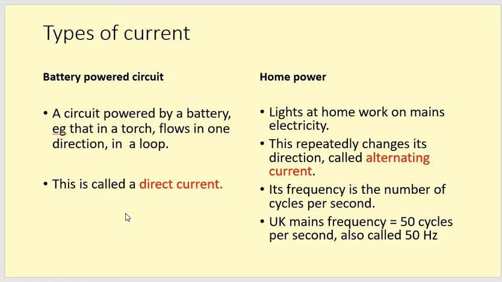The frequency of the current is the number of cycles per second. That's the number of times it changes. And the mains frequency in the UK is 50 cycles a second, which is also called 50 hertz. And hertz is abbreviated as a capital H and a small z.